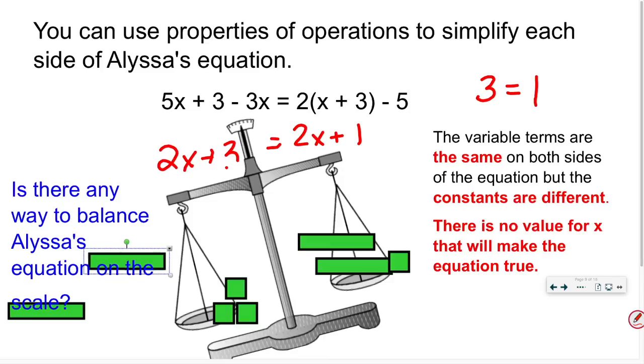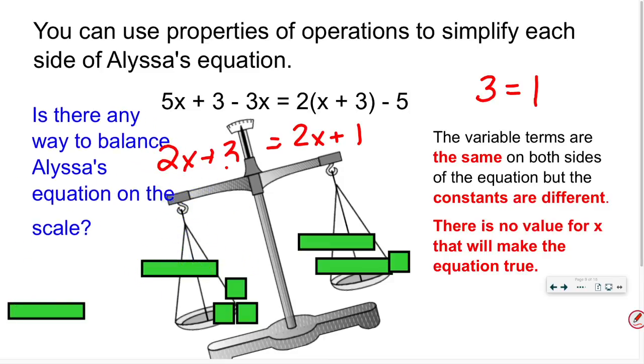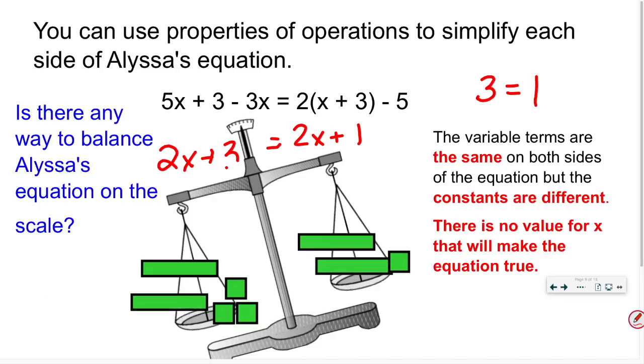Is there any other way I can try to balance this? Is there anything I could possibly do to balance the scale? No, there's nothing I can do. In this scenario, this would be no solution.